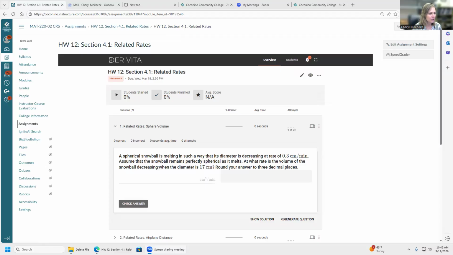which is: a spherical snowball is melting in such a way that its diameter is decreasing at a rate of 0.3 centimeters per minute. Assume the snowball remains perfectly spherical as it melts. At what rate is its volume decreasing when the diameter is 17 centimeters? And round your answer to 3 decimal places. Well, let's see how we should get started on this.